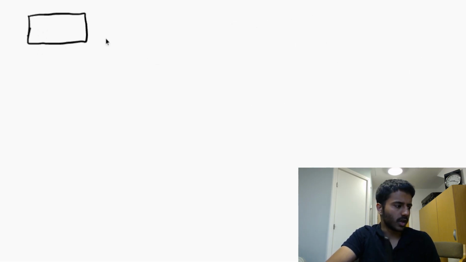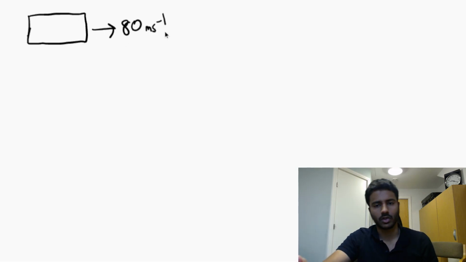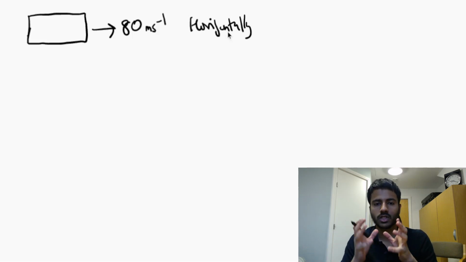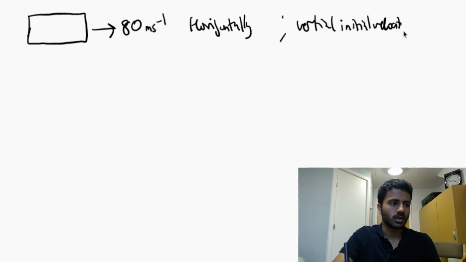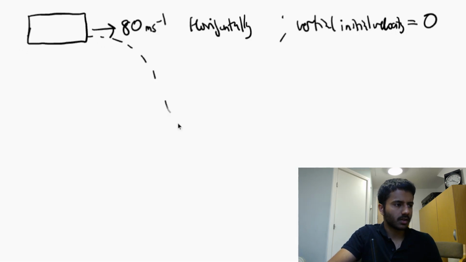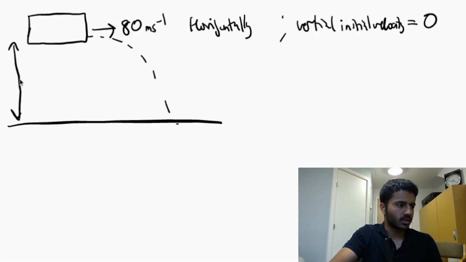and we're told that it's moving horizontally at 80 meters per second, because that is the standard unit for the SUVAT equations. It's projected at 80 meters per second horizontally. The key words in these questions are "projected horizontally" or "dropped". This means that the vertical initial velocity is equal to 0. We're also told that it's going to fall in this projectile motion path and hit the surface. We're told that this height here is 200 meters. So it falls 200 meters.